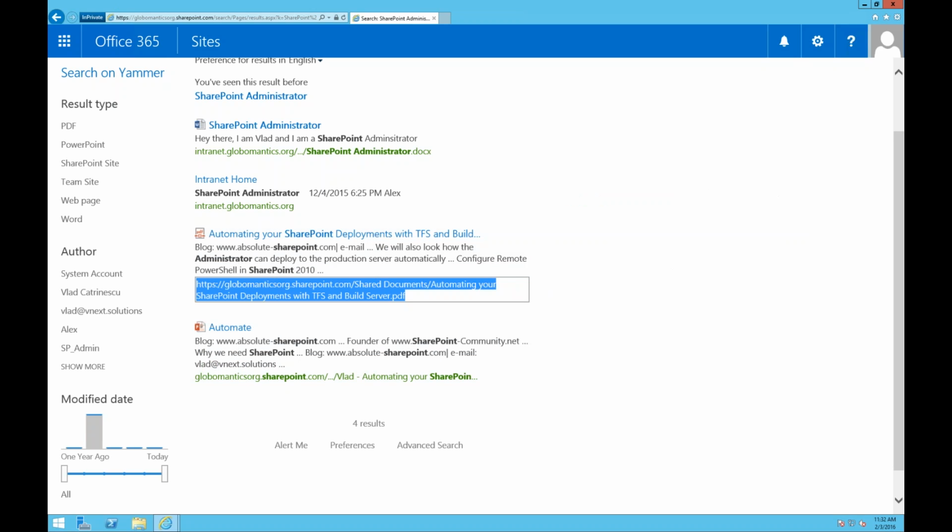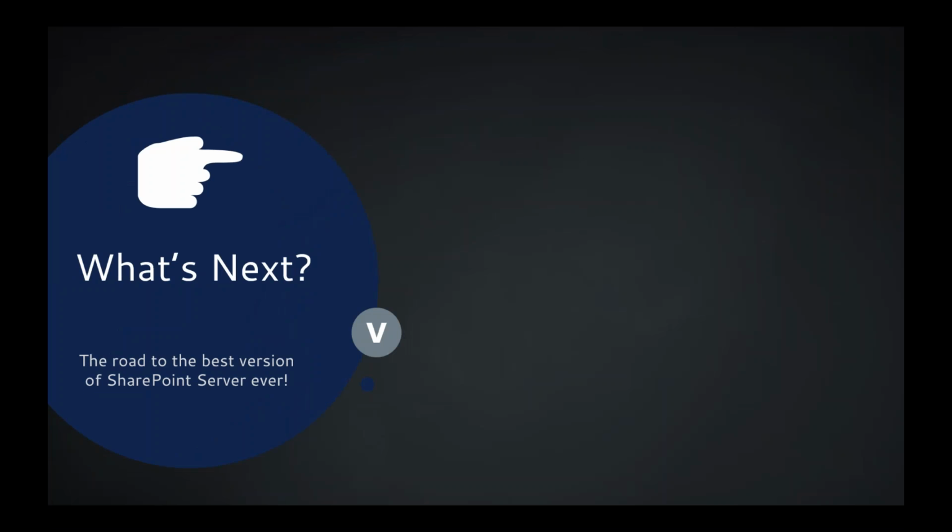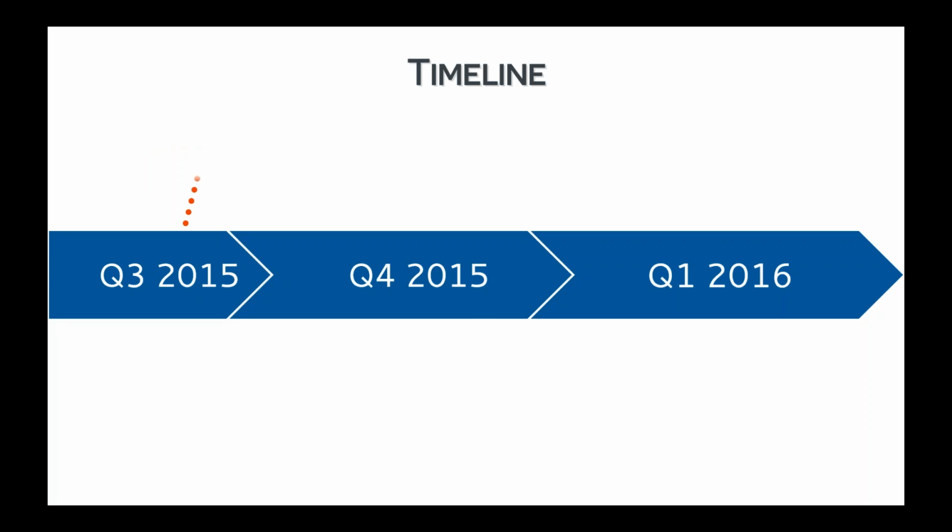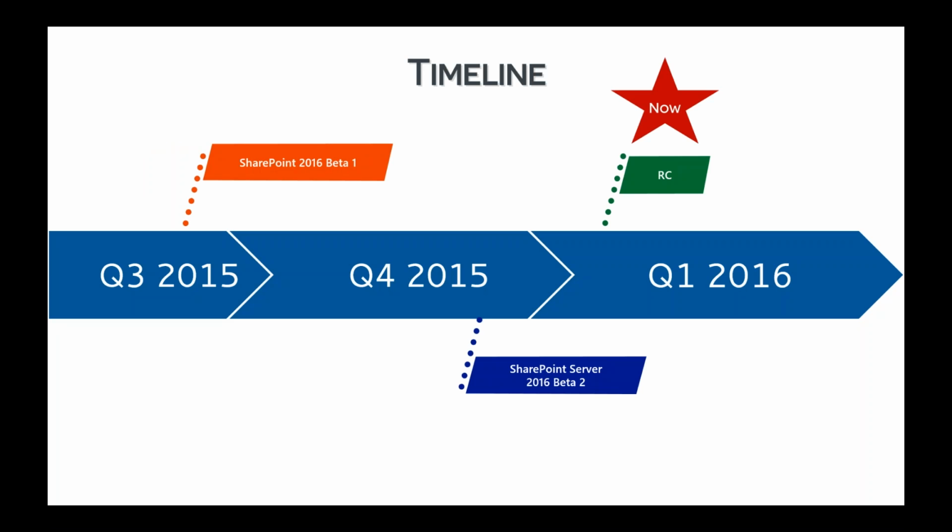Let's go back to the slides. So what's next for SharePoint 2016? Well, in Q3 in August 2015, we had the beta 1. November 2015, we had the beta 2. The release candidate came out actually on January 20, so not that long ago.